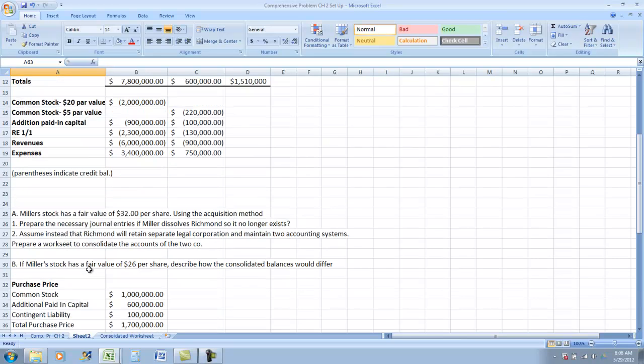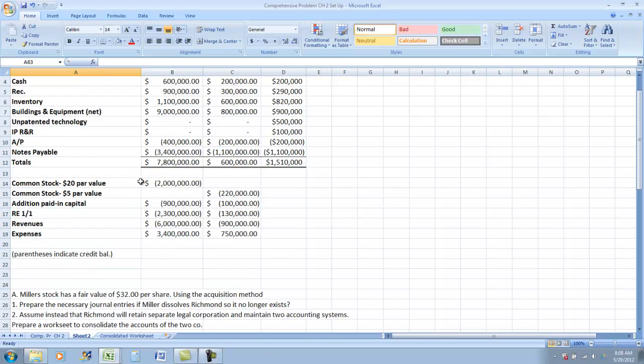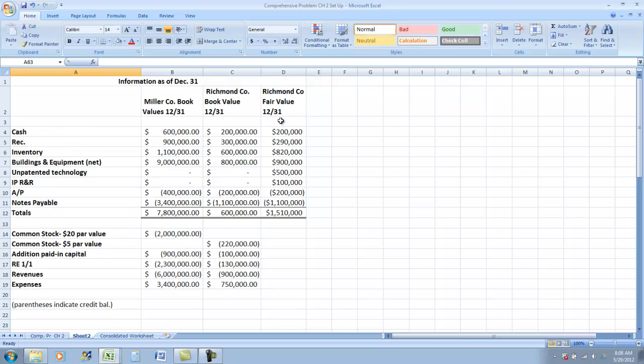Now, since we have to retain separate legal entities, we also have to make consolidated worksheet entries. We are going to do A, write on the fair value and reduce the investment account. So what we're going to do is write down the fair value differences. We had calculated these before, I must not have copied them.